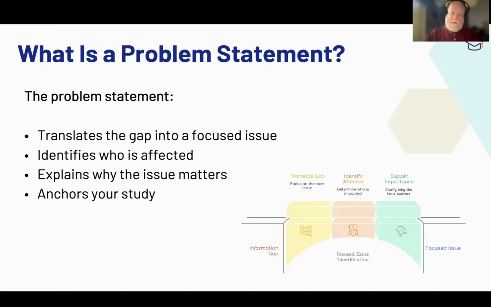So the problem statement basically identifies who is affected. It explains sometimes why the issue matters, what's missing. It sort of anchors everything down. So we move from this information gap to a very focused issue that we can now start addressing.